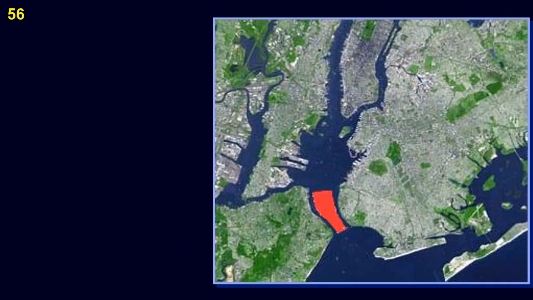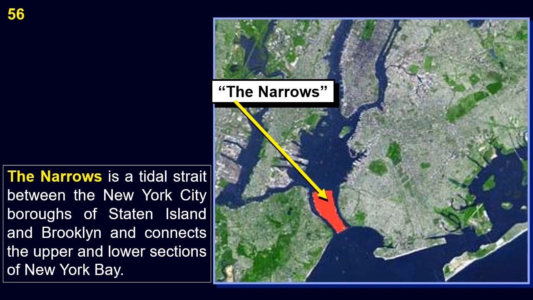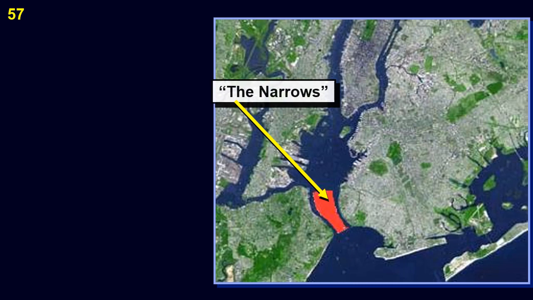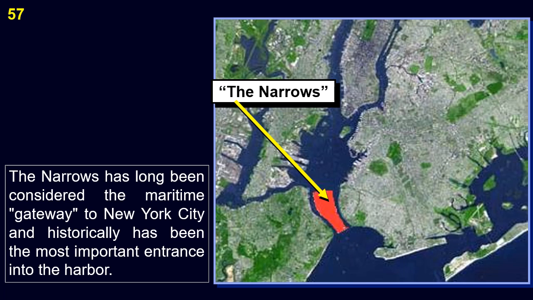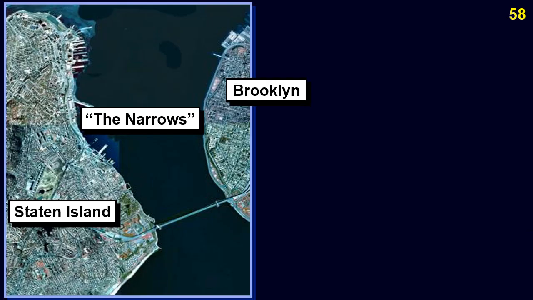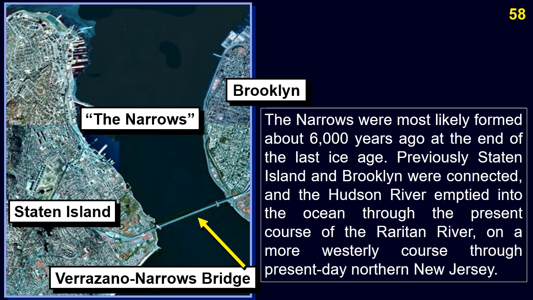Chapter 3. The Narrows is a tidal strait between the New York City boroughs of Staten Island and Brooklyn, and connects the upper and lower sections of New York Bay. The Narrows has long been considered the maritime gateway to New York City, and historically has been the most important entrance into the harbor.